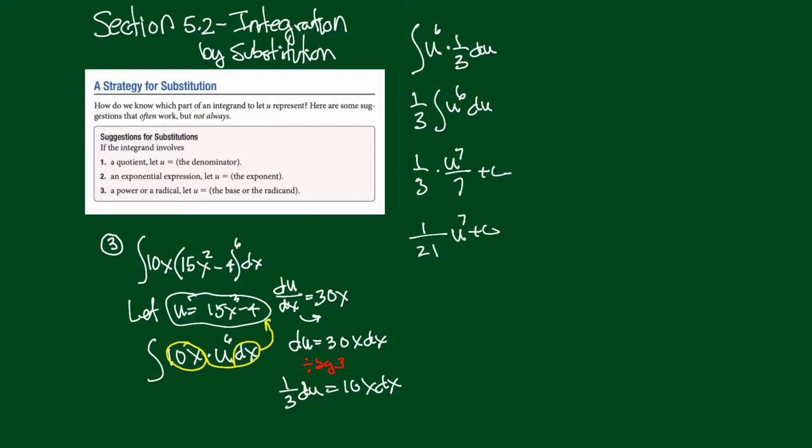And now what I'm going to do is I'm going to go get that u from the very beginning. So what did we have? What was u? U, I circled it so I could find it. 15x squared minus 4. So we're going to have 1 over 21 times the quantity, 15x squared minus 4 to the 7th plus c.